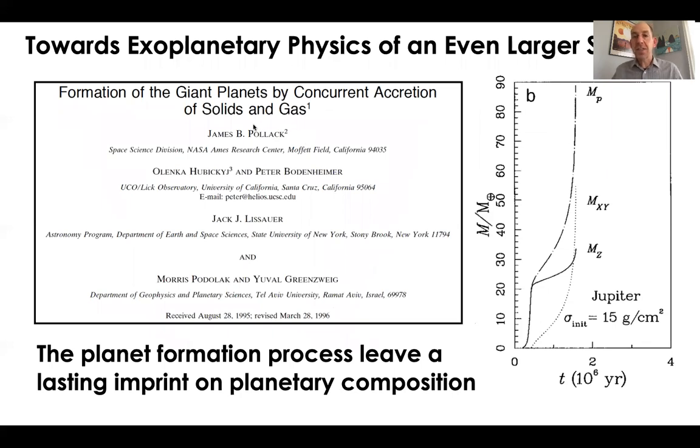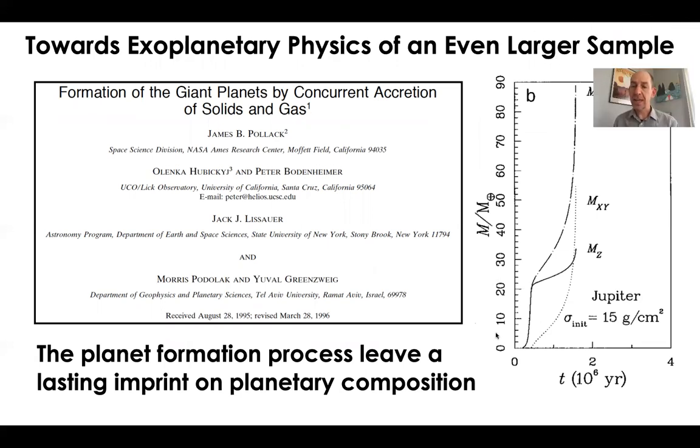So there's a classic theory for understanding planet formation, and that's this Pollack et al. This is a famous paper on core accretion of giant planets. And so what we can look at here is, as a function of time in millions of years, the accretion of solids here in black, the accretion of gas in dotted line, and the solid and gas total is the dash-dot. And this is the classic theory for how we think giant planets form.